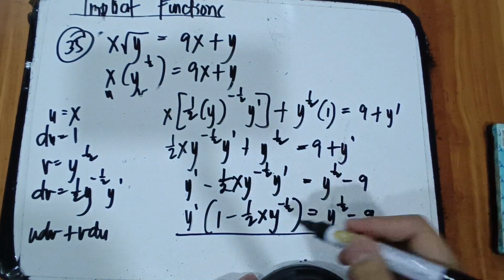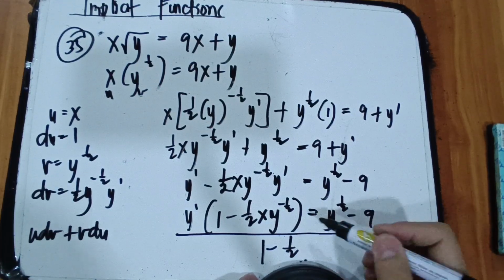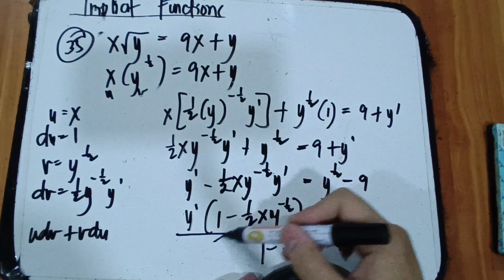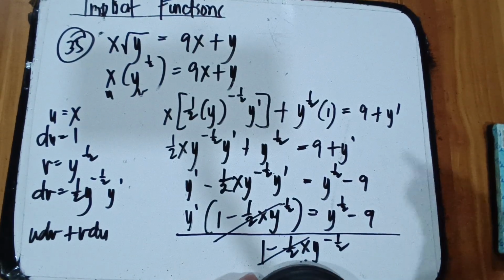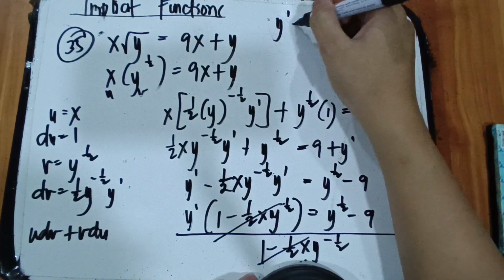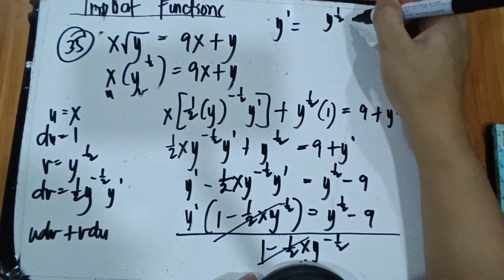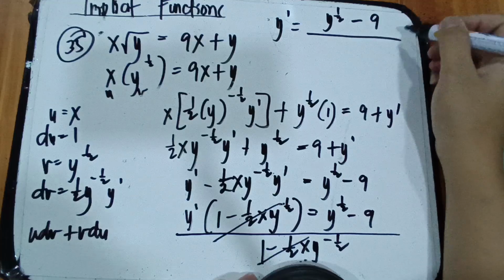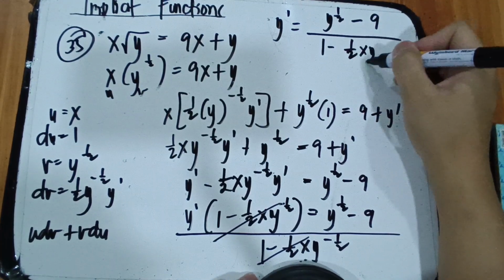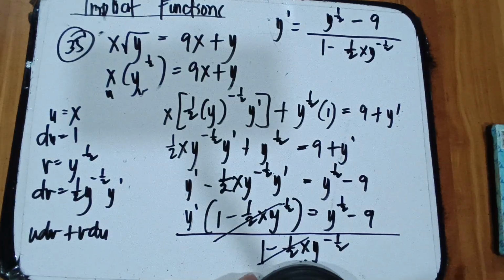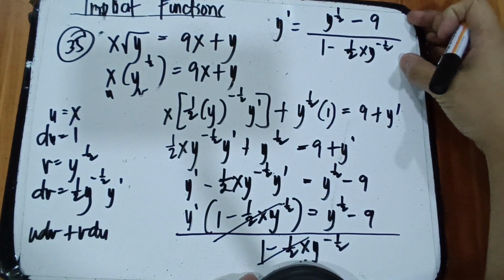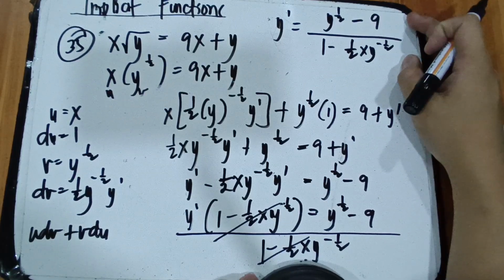Then, divide both sides by 1 minus 1/2 xy raised to negative 1/2 para mawala yun. Ang magiging sagot natin dyan would be y prime is equal to y raised to 1/2 minus 9 over 1 minus 1/2 xy negative 1/2. Okay? So, ito na yung pinaka-y prime natin. Pero hindi pa ito yung final answer kasi kailangan pa natin itong i-simplify. Hindi naman pwedeng ganyan lang siya.